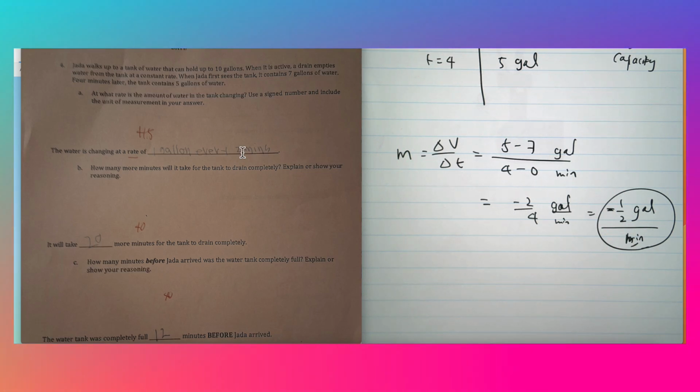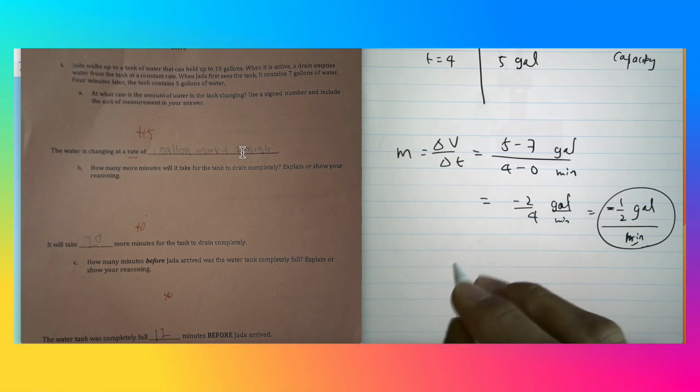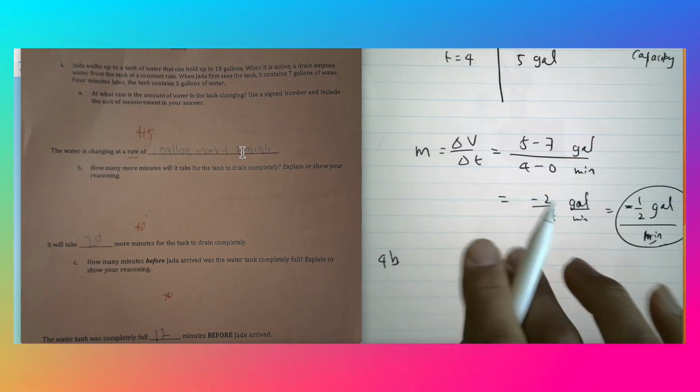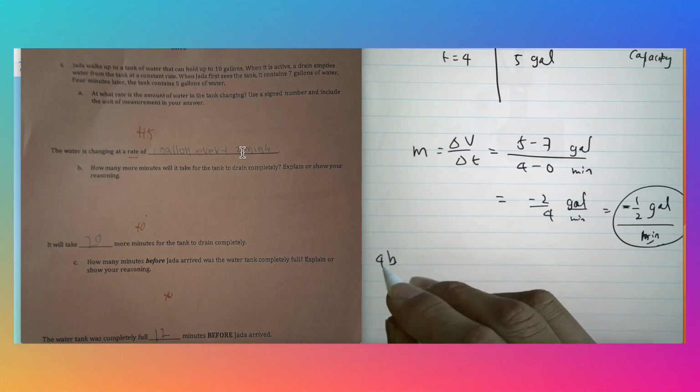How many more minutes will it take for the tank to drain completely? So meaning the volume equals 0. So for us to get that, let's get the equation. So 4B, the equation we need to write.